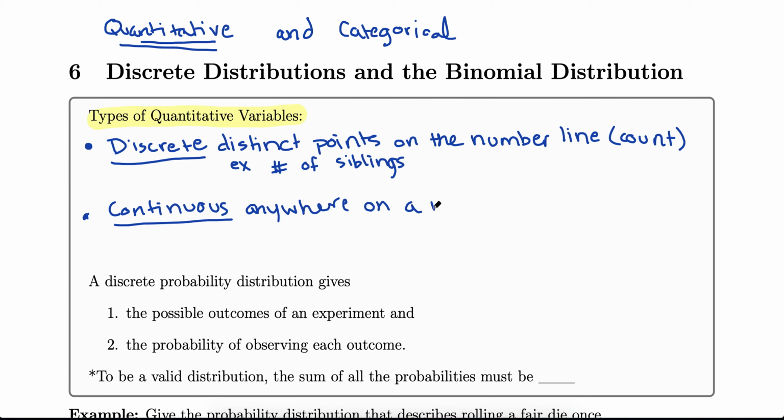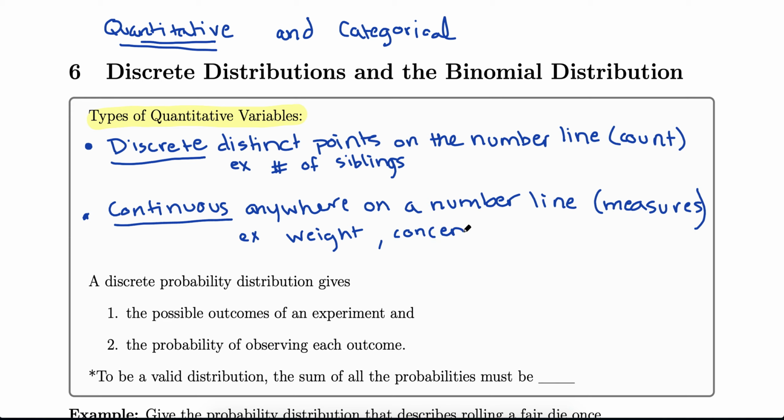If you want a one-word definition to remember this, think of things that are usually measured. Now I know in real life we're limited by the precision of our instrument, but think of height. It's not just 6 feet. We could measure that to some greater detail. So usually things that are measured, for example the weight of an object, concentration of some chemical, and so on. Anything that can be measured more precisely rather than just distinct counting points on the number line.